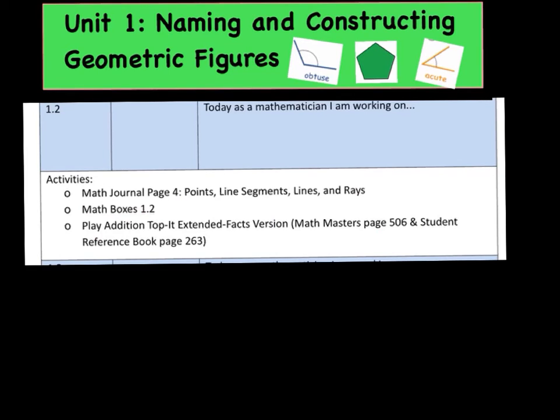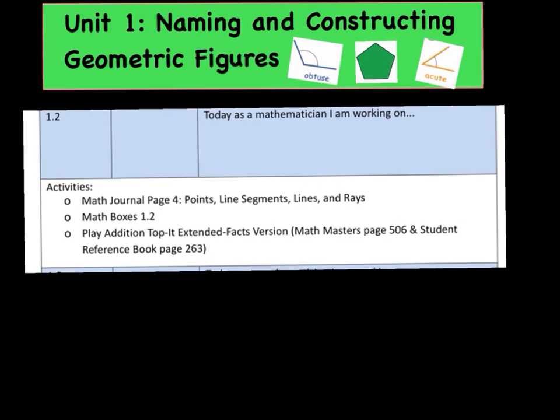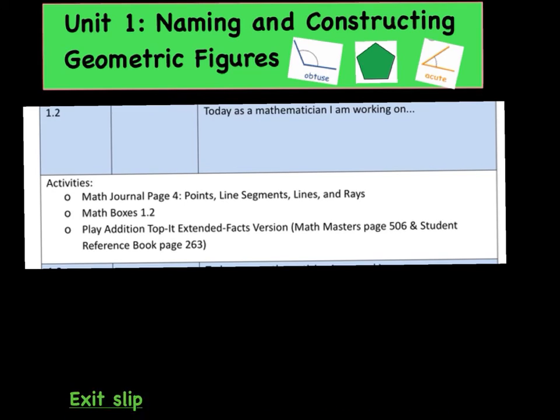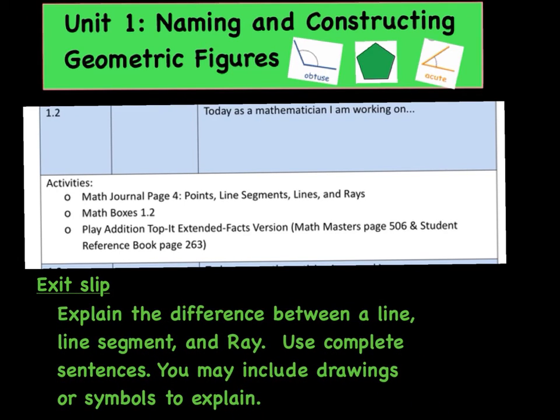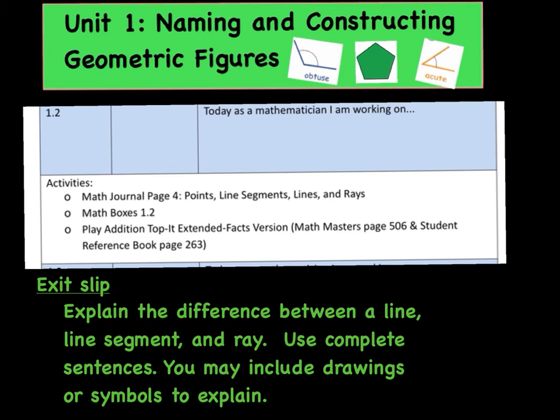But before we do any of that work, we're going to do a little writing to show what we know about lines, line segments, and rays. So you're going to do on a half sheet of paper an exit slip where you're going to explain the difference between a line segment, line, and ray. Use complete sentences. You may include drawings or symbols to explain. When this is completed, you'll be dismissed to do the rest of your math work.